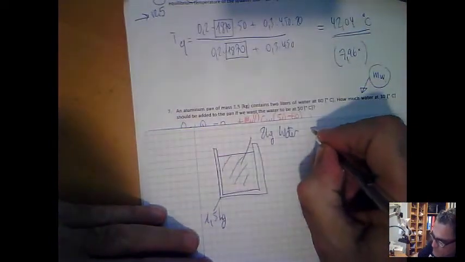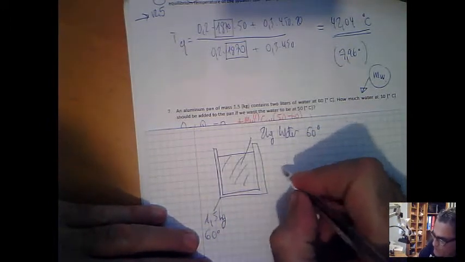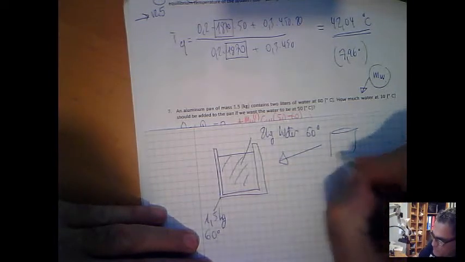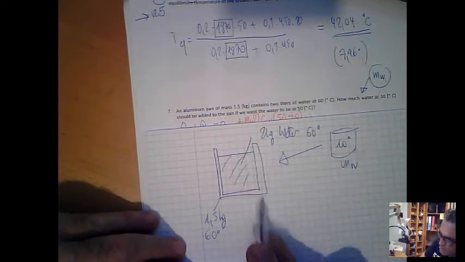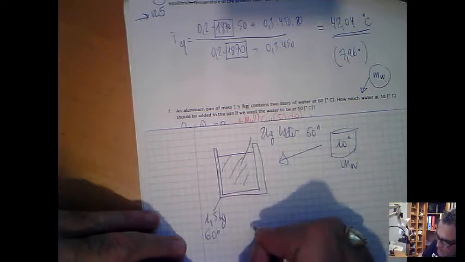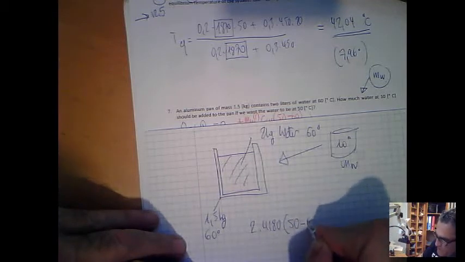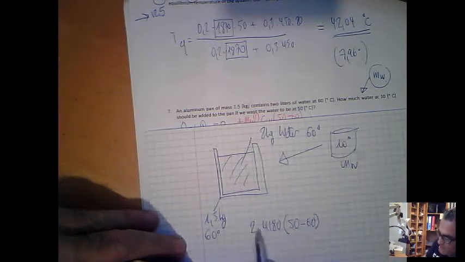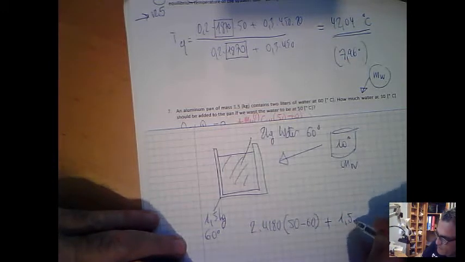Okay, and the water is at 60 degrees. The pan is also at 60 degrees. And then the question is, how much water do you need to add? So this is the mass of the water that you need to add. And this water is at 10 degrees. Okay, so now let's write all our terms. For the water which is here, is going to be 2 times 4,180 times 50 minus 60. This is pretty clear. Okay, this is the water which is in here, 2 kilos, and is going from 60 initial temperature to 50 final temperature. Okay, then we have the pan. The pan is 1.5 kilos.